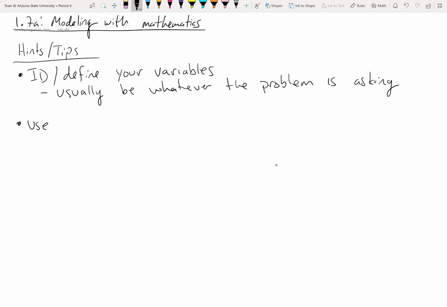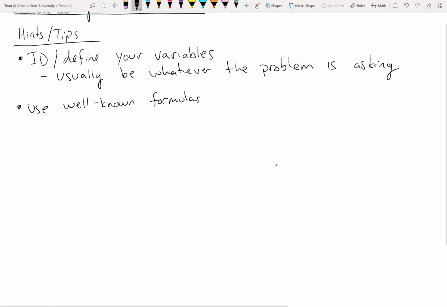Now, the hard part about word problems is setting up the equation. If you notice that your problem follows a particular formula, that's my hint to you: use well-known formulas. If your problem is talking about areas, through geometry we know a lot of formulas for areas. If it's a lot of angles and trig, we have formulas for trig. So that's my second hint to you. Try to use well-known formulas because those will usually be the equations we're solving.